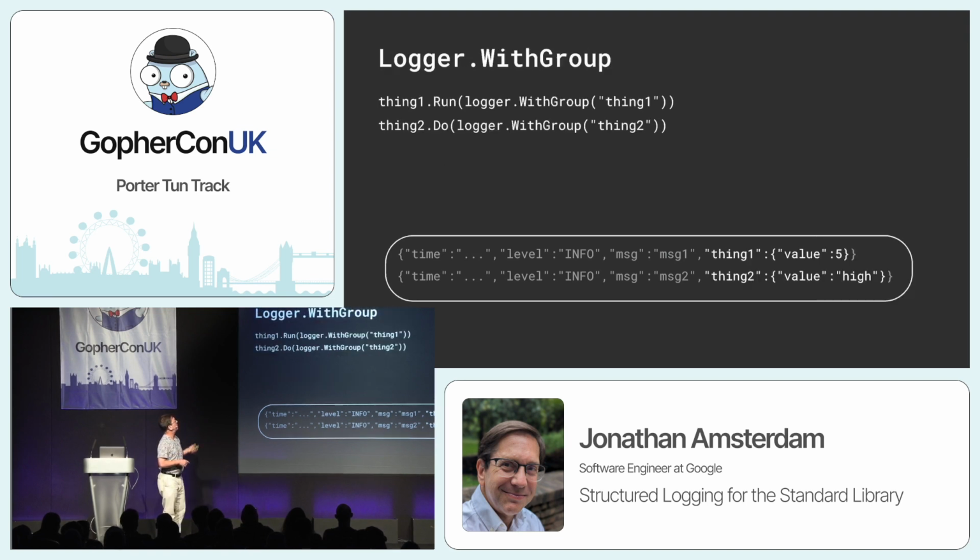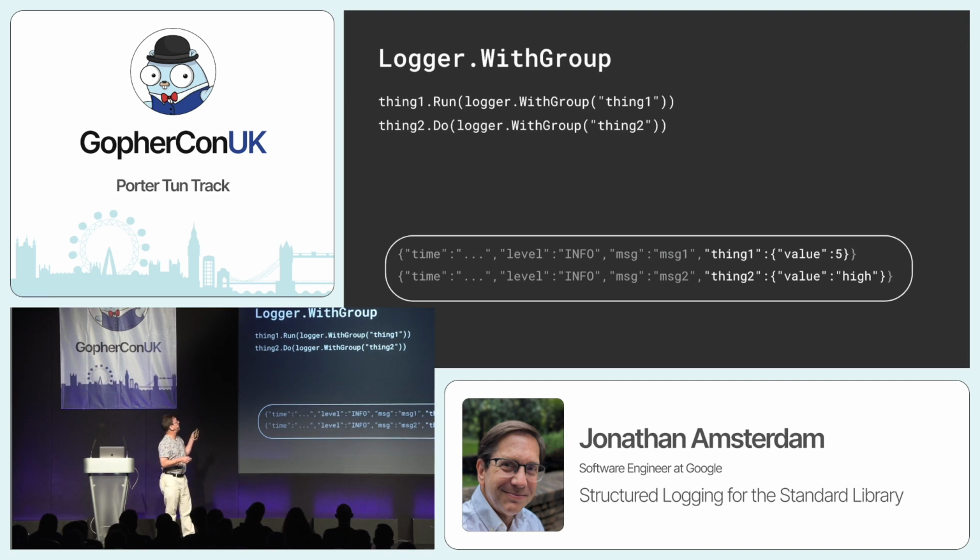We call logger.WithGroup, and you pass it a name, the name of the group, and you get a new logger back, all of whose attributes will be qualified by that group name. So when we create two loggers and pass them to these two different subsystems, we'll get a log line where all the attributes of thing1 are qualified by the name thing1 in a sub-object, and similarly for thing2. So that solves the problem of conflicting keys.